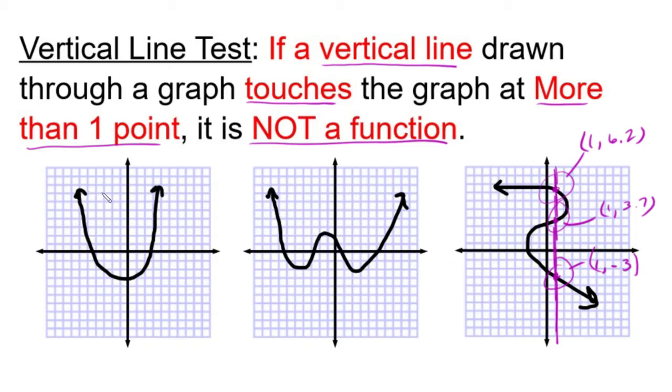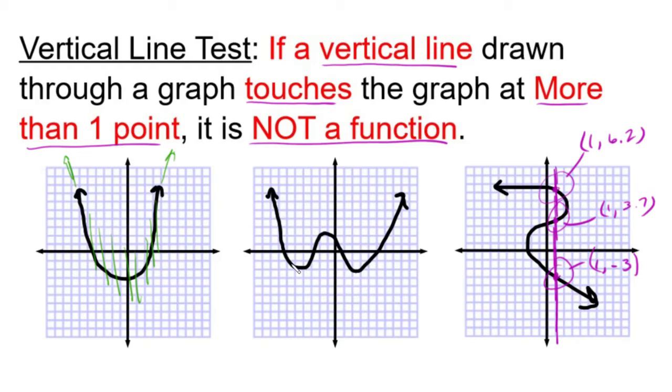But this parabola continues to go up and to the left and up and to the right. It's never going to go straight up. If it's constantly going left and constantly going right and never overlapping itself, there's never going to be a vertical line that touches at more than one point. So this is a function. This one right here is a function.